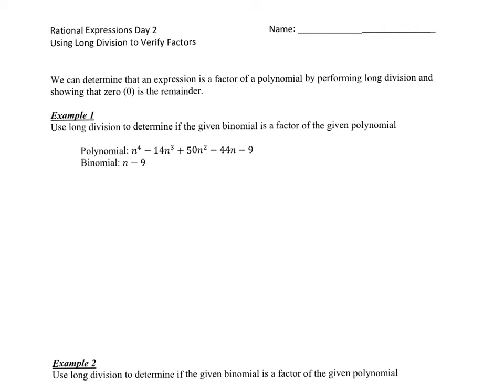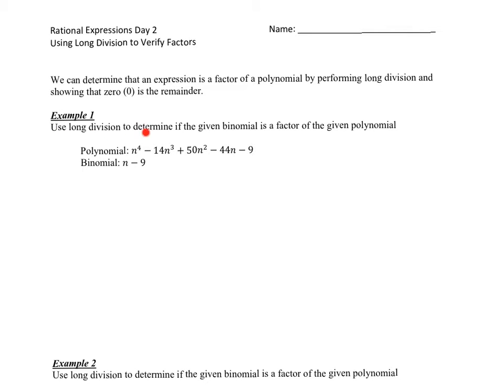Hi everyone. In today's lesson, we're going to talk a little bit more about the applications of long division. We can determine that an expression is a factor of a polynomial by performing long division and showing that 0 is a remainder. This is what we talked about yesterday, but I want to go into it a little bit further. So I'd actually like to start with example number 1.